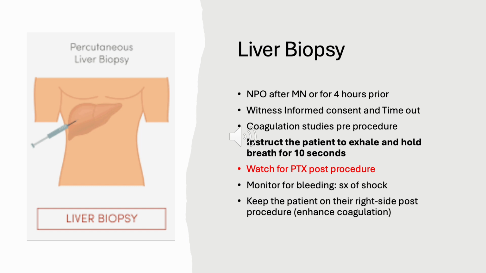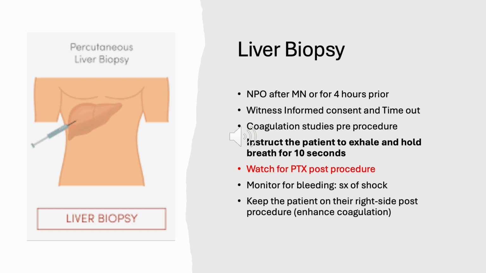So signs and symptoms of a pneumothorax include increased work of breathing, so increased respiratory rate, not being able to hear lung sounds on that side, dyspnea, persistent shoulder pain, and pleuritic chest pain. If you recall, pleuritic chest pain refers to pain with breathing. Usually it's on inspiration. Monitor for bleeding and signs of shock.